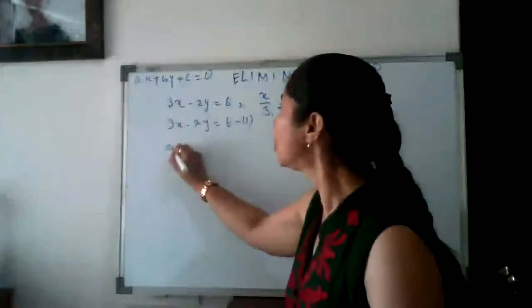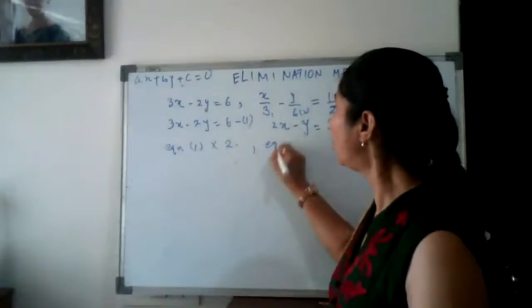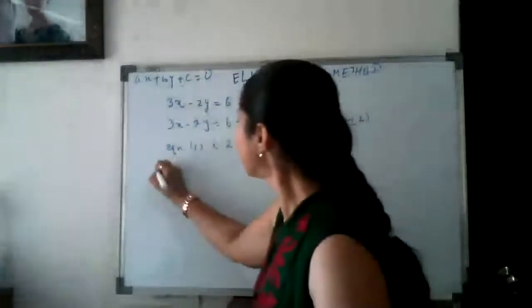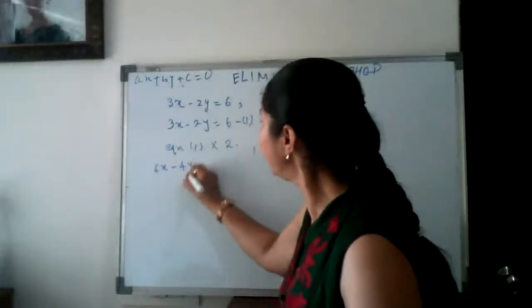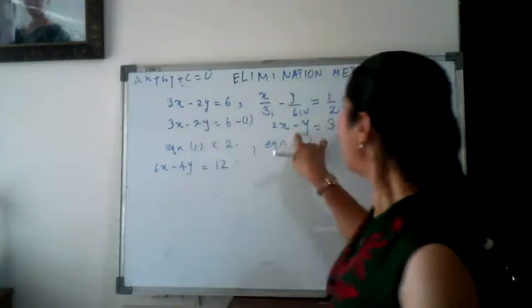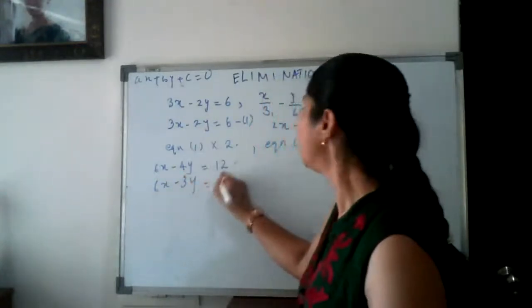2 जा. So equation 1 will be multiplied with 2 and equation 2 will be multiplied with 3. I get this as 6x minus 4y is equal to 12. And here I get 6x minus 3y is equal to 9.